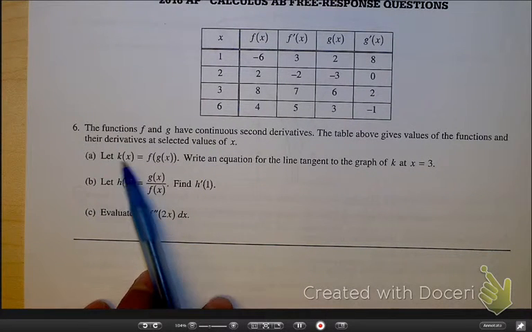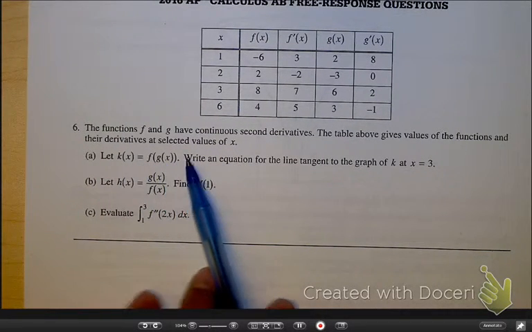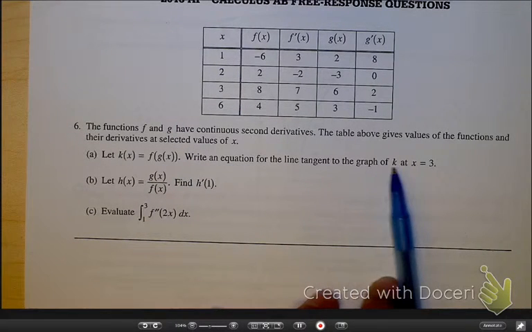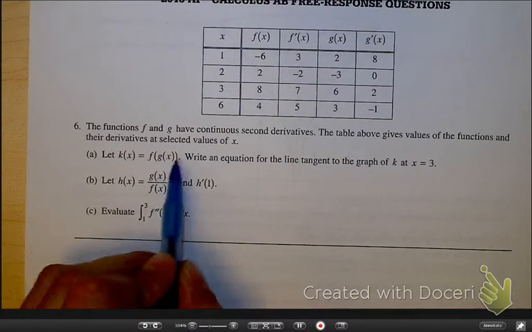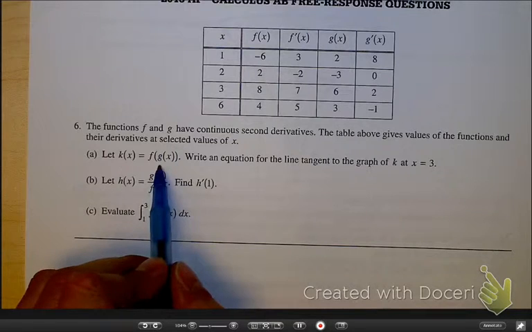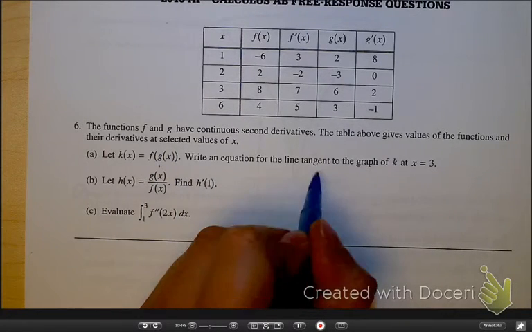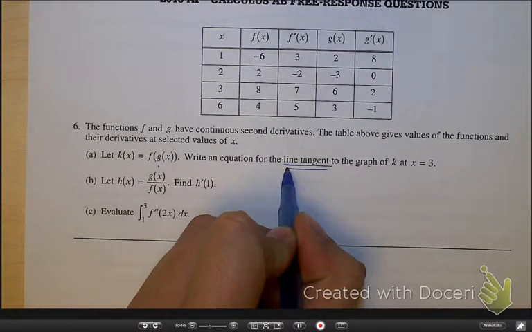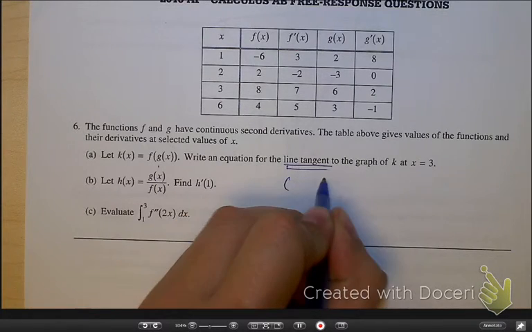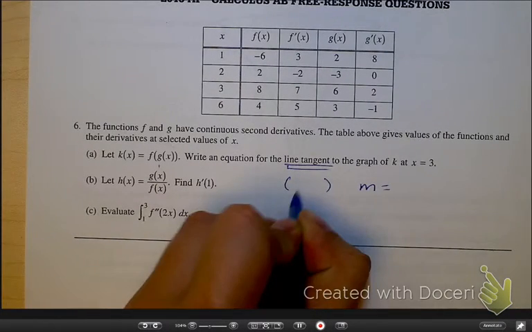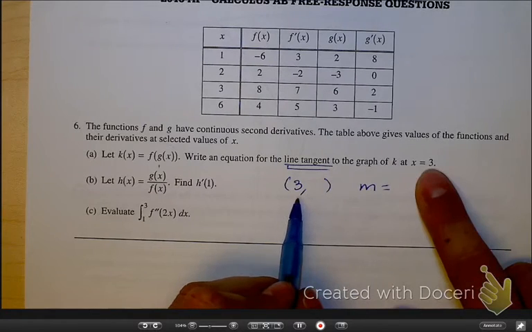Part A, let k of x equal f of g of x. Write an equation for the line tangent to the graph of k at x equals 3. So, I hope you recognize that this is a function within a function. So if we're trying to find the tangent line, we need to find two things, a point and a slope. I know my x coordinate on my point is 3 because it gives me x equals 3.